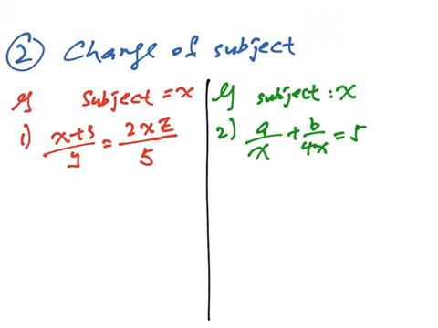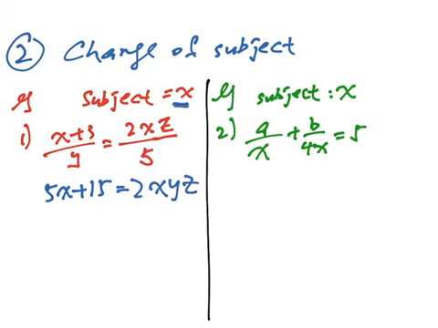Next, we'll see the change of subject. Let's see an example. Our subject is x, so the final answer is x equals something else. For question 1, the left and right hand sides are fractions, so we can use cross multiplication to do this question. So 5 times x plus 3 becomes 5x plus 15, and then y will times 2xz, so it becomes 2xyz.